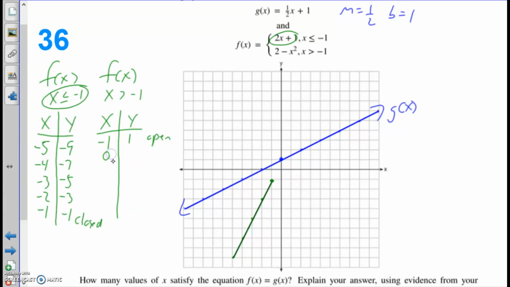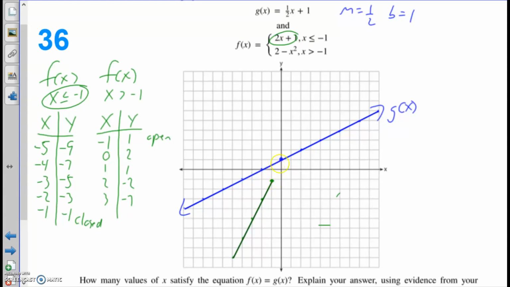And I plug in a 0. 2 minus 0 squared is 2. Plug in a 1. 2 minus 1 squared is 1. Plug in a 2. 2 minus 2 squared is 4. 2 minus 4 is -2. Plug in a 3. Ends up being 2 minus 9, -7. Again, you could easily type in 2 minus x squared and see this table here. But I just don't want to run out of time here.